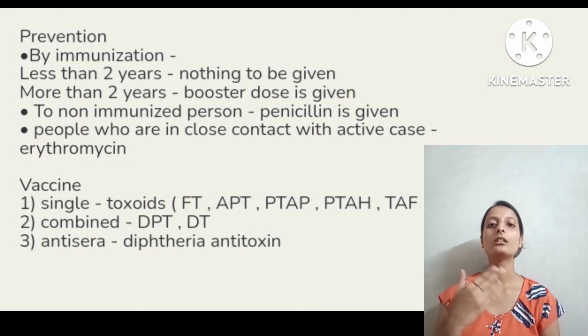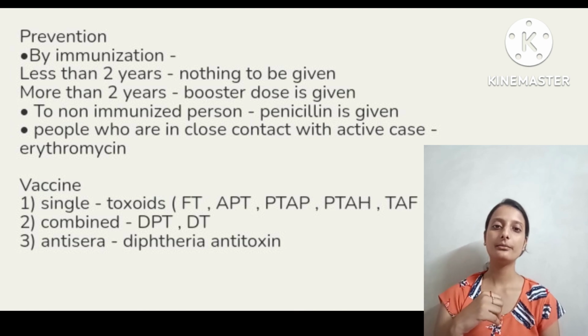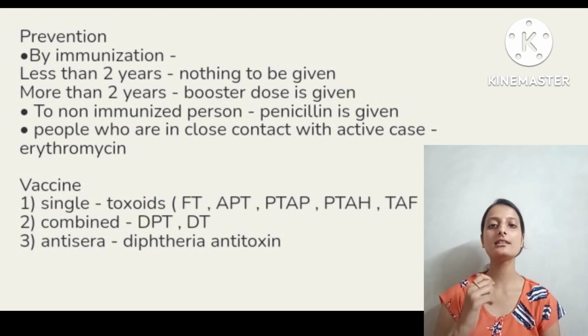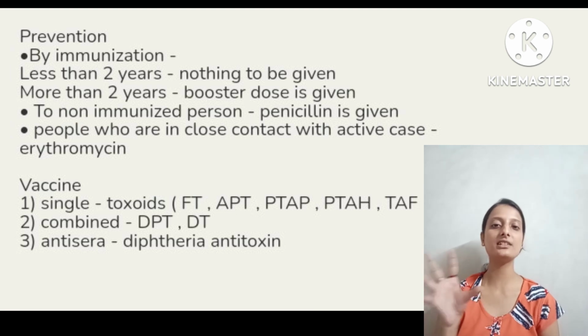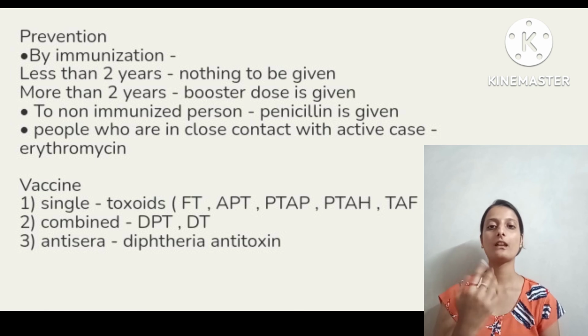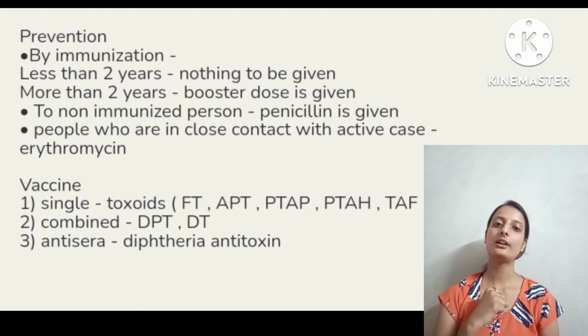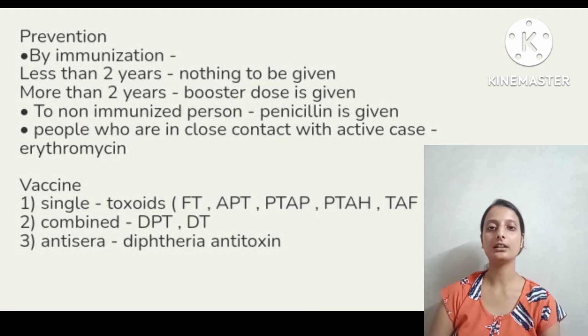The combined vaccine is DPT and DT. Different variations of these vaccines are also available, but DPT is the combination of diphtheria, pertussis and tetanus, or DT, that is diphtheria and tetanus. And the last one is antiserum. So these are the vaccines available for diphtheria.